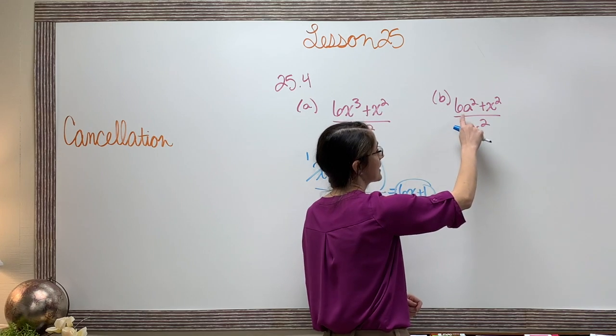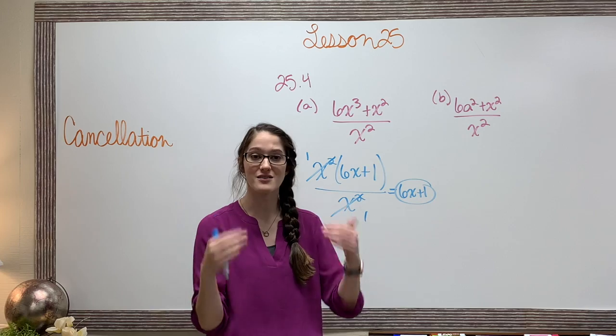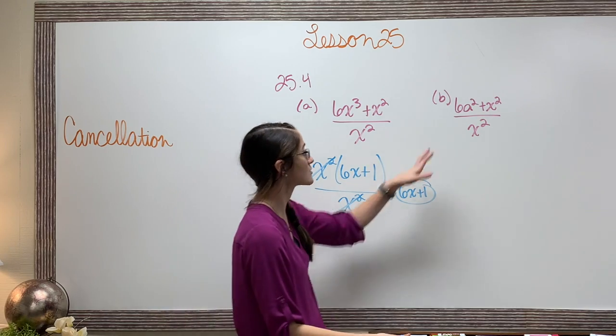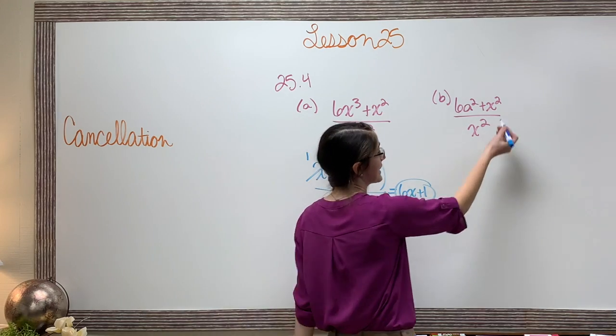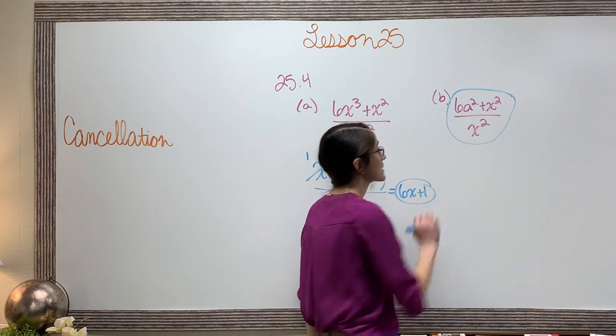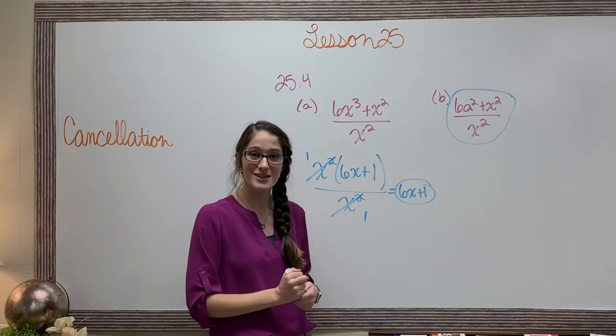This is an add-in. Our two terms in our numerator are not like terms. They have nothing in common. There's nothing that I can factor out. So this whole problem stays as it is. I can't do anything with it. So that's my answer. It is simplified. I can't cancel it. So that's it.